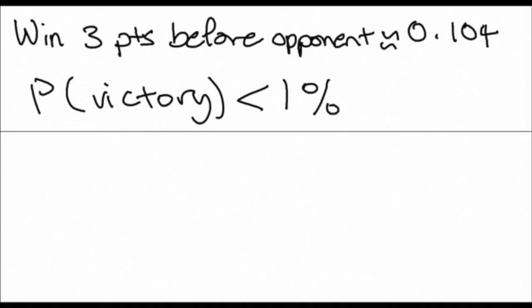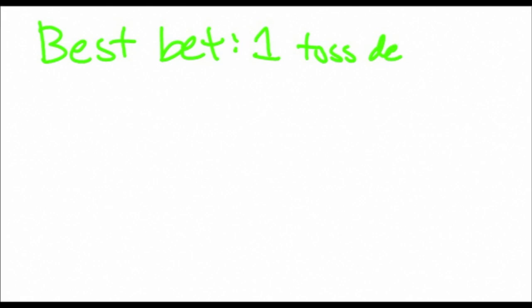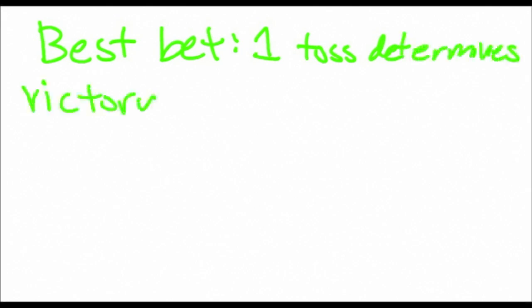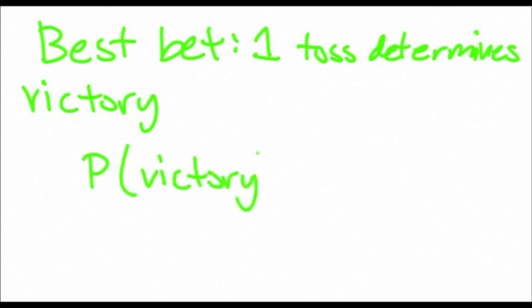You could also try calculating winning 3 points before your opponent. The overall probability is 0.104. Therefore, the overall probability of getting a victory is less than 1%. Your best bet will be to use one toss to determine your overall victory. That means that your probability of a victory would become 25%.